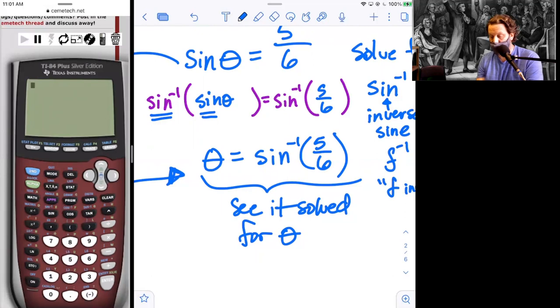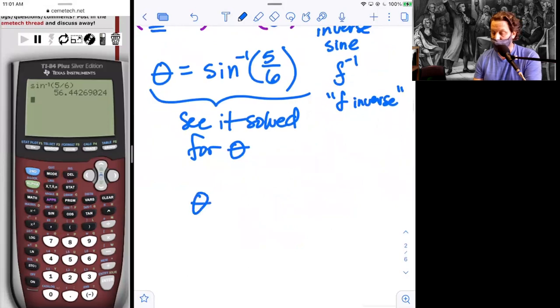Second sine. Notice right above the sine, it has sine in blue to the negative first. Second sine. That's not the reciprocal of sine. That's cosecant. This is the inverse sine. We're switching the input and output. You take the inverse sine of a ratio to get an angle. You take the sine of an angle to get a ratio. Inverse sine of 5 divided by 6. Close it up, hit enter, boom!